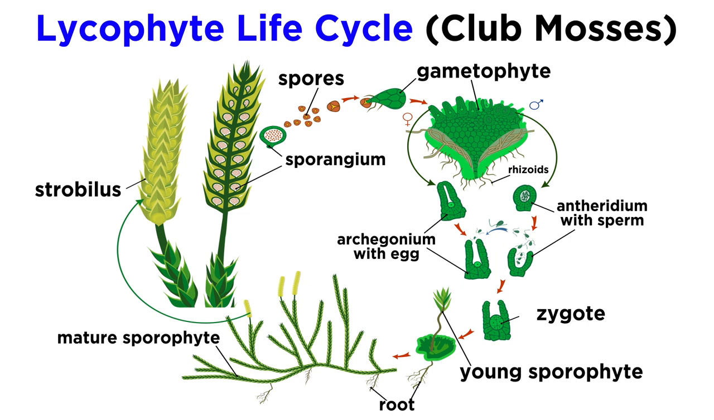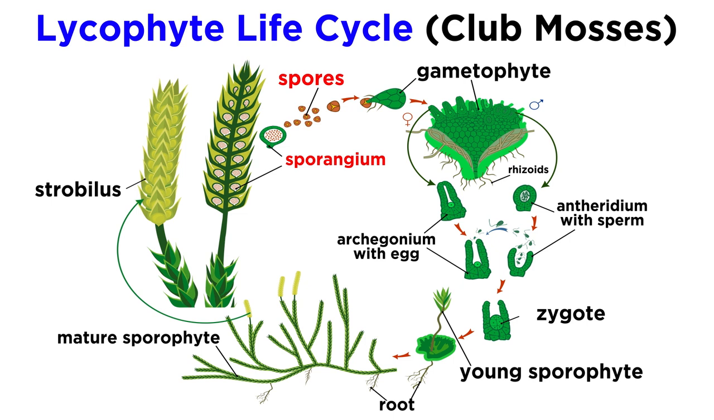One major difference between lycophytes and the bryophytes they evolved from is that with lycophytes, the diploid sporophyte is the dominant generation, or the generation that we're most aware of seeing, rather than the haploid gametophyte. The top of the sporophyte develops into a strobilus, which is a structure that looks kind of like a pine cone. The strobilus is where meiosis happens, and the spores develop.